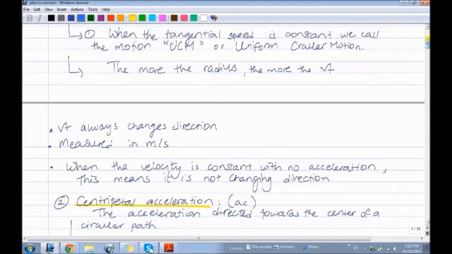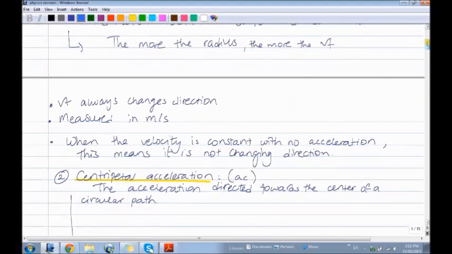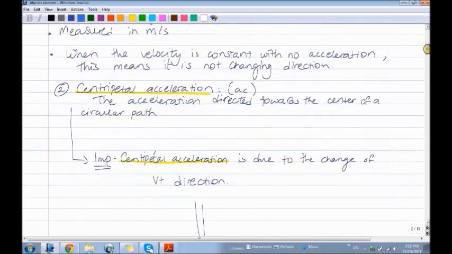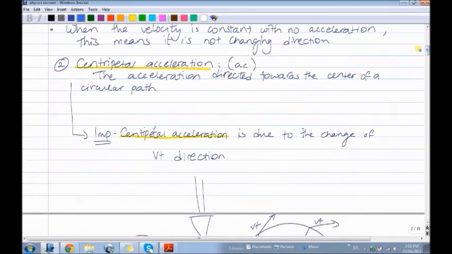And the more the radius, the more the Vt. And Vt always changes direction. Now, it is measured in meters per second, which is the unit. When the velocity is constant with no acceleration, this means it's not changing direction.